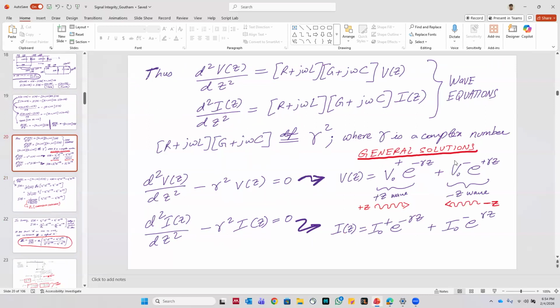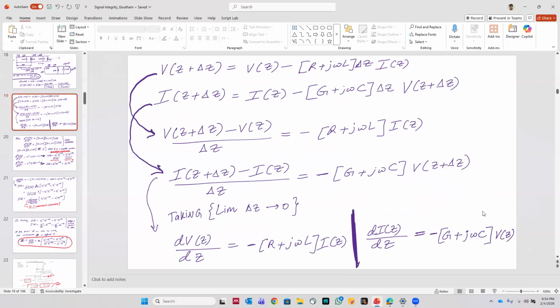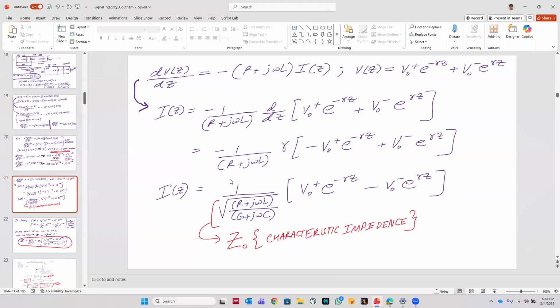Similarly, you can get an expression for I of Z as well. Because I and V are related by this equation over here, if you know I of Z, you can find V of Z, and you can represent I in terms of components of V. So if you do that, then you can get an expression for I of Z in terms of the parameters of V of Z, right? V naught plus and V naught minus. And when you do this, you will get a constant, and this constant has the units of impedance. And this is often called the characteristic impedance, because all these parameters are essentially constants that depend on the transmission line. So it is a characteristic of the transmission line, okay?